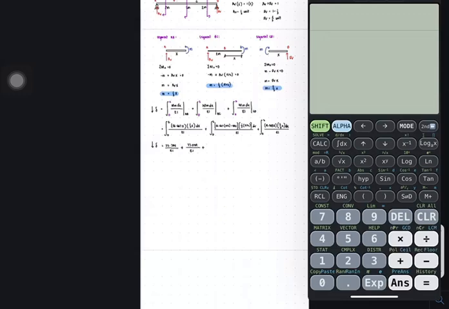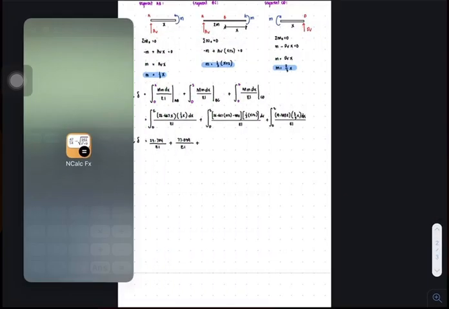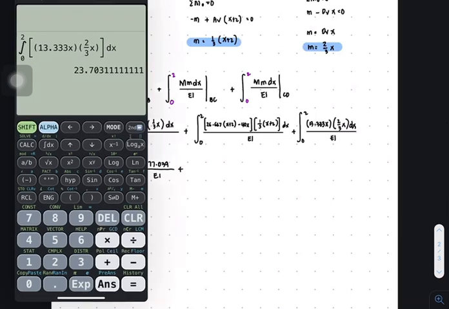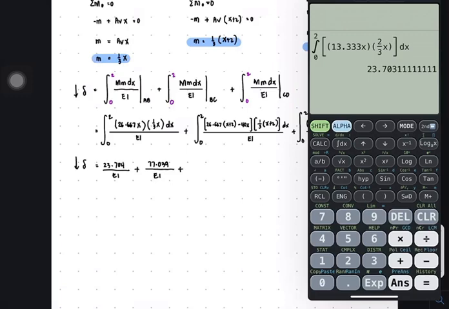Plus the last one. It's the integral of 13.333 times x times 2/3 of x, limits from 0 to 2. You will have 23.704 over EI.